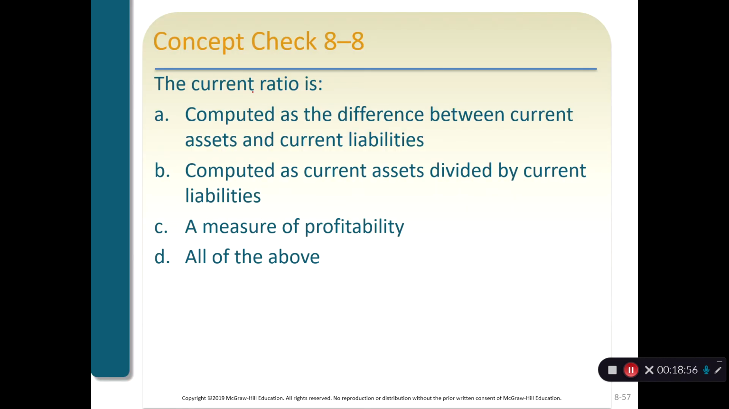Okay. So the current ratio is computed as a difference? No, this is working capital, right? And it's computed as current asset divided by current liability. Yes. A measure of profitability? No, it's a measure of liquidity, right? And yes. Okay.